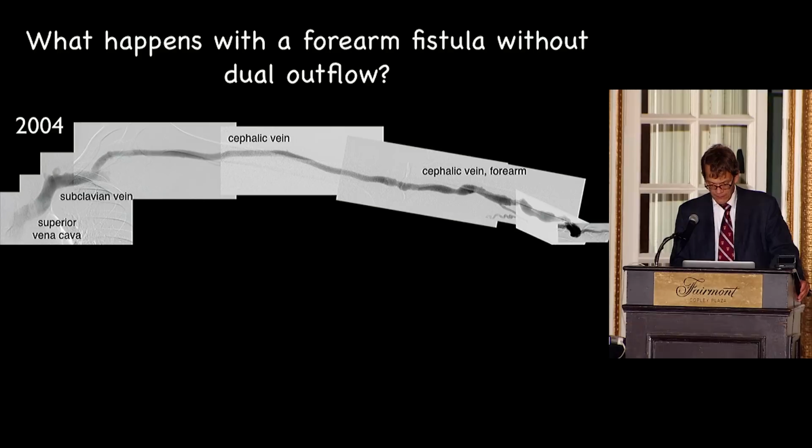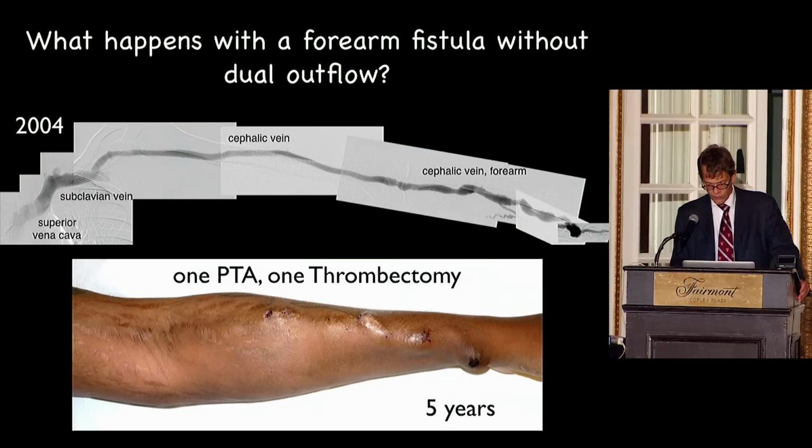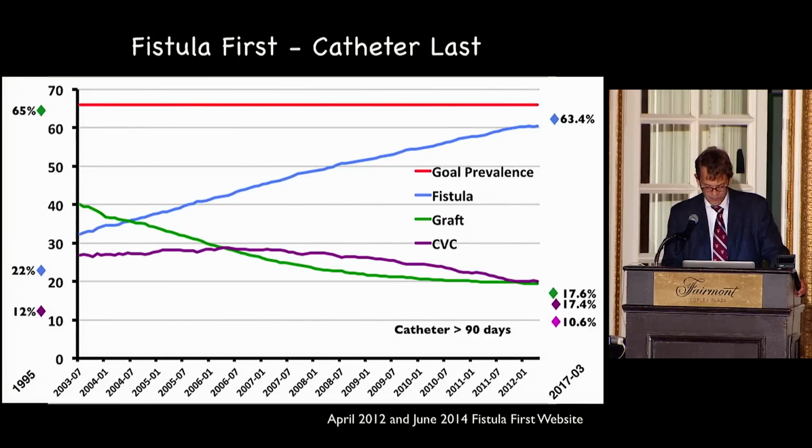What happens when you have a forearm radiocephalic without multiple outflow veins at the elbow is depicted here. It's a radiocephalic fistula from 2004 that within 5 years develops very quick degeneration of skin, more aneurysms, depigmentation, scabbing, etc., because the pressure in the access is basically dependent on the smallest diameter in the entire access.